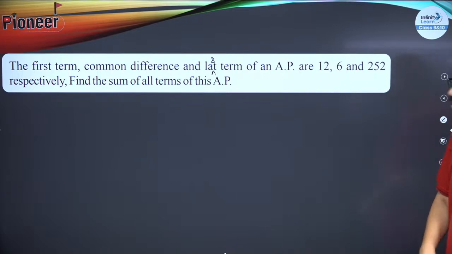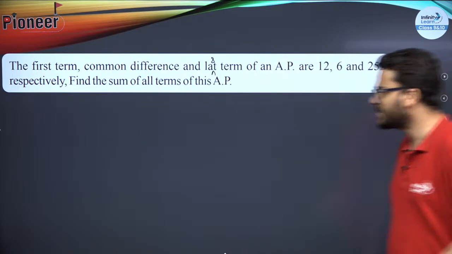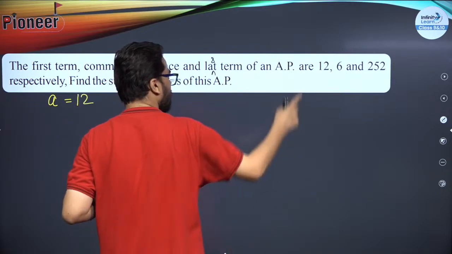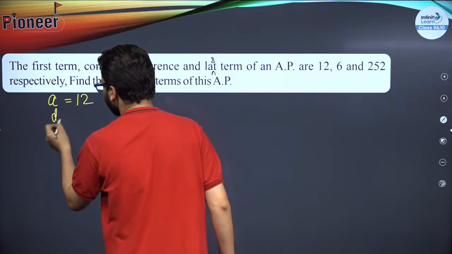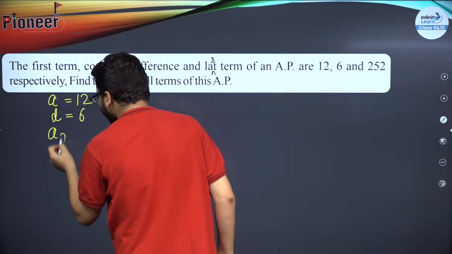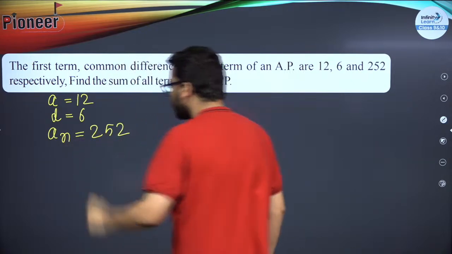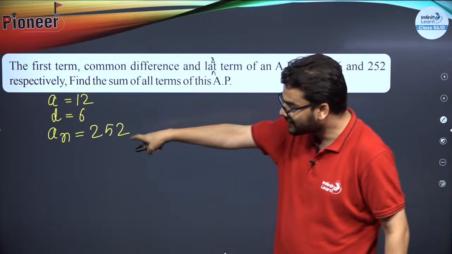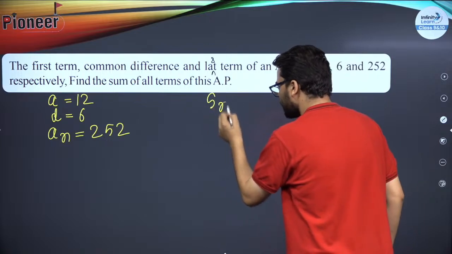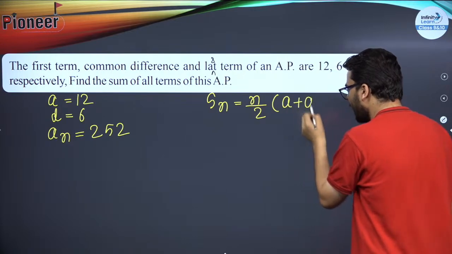Just note down the values quickly. You see, the first term, common difference, and last term are given. The first term A is given to be equal to 12. The common difference is 6, and the last term, that is An, or you can write L as well, is given as 252, correct? Now, since the last term is given, we can use the second formula. So Sn will be equal to n by 2 into A plus An.